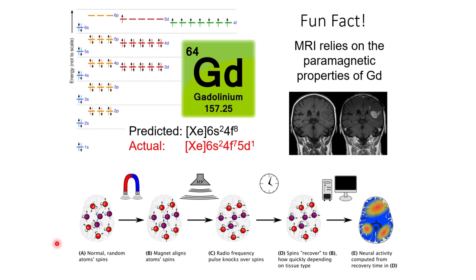So we have normal random atoms that are spinning around, and then the magnetic field aligns them. And then what happens is they pulse, and then it takes some time to recover. And that's what you see. The amount of time it takes to recover is how you can see the activity comparison.